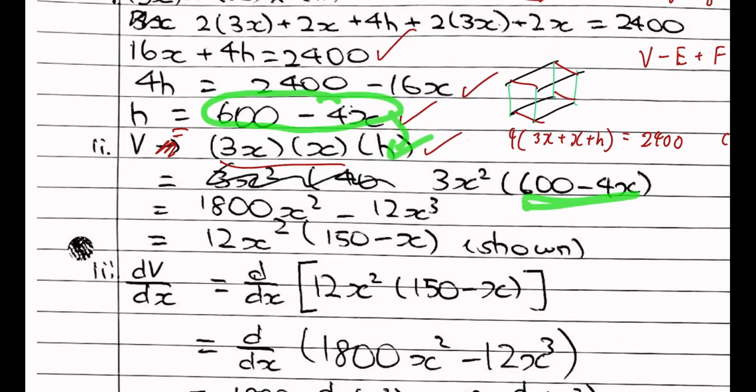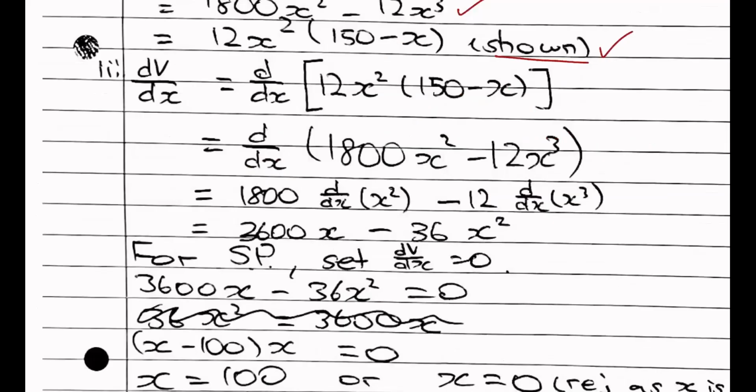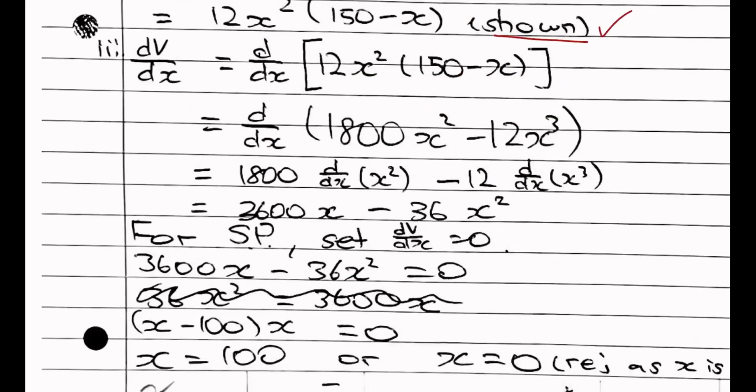So now you get 3x times x, 3x squared, on the left side, and then multiply by h, which is 600 minus 4x. Distribute, you get 1800x squared minus 12x cubed. Correct. Then you can factor out 12x squared, you get whatever they want: 12x squared bracket 150 minus x. Part 2 is fine. Shown. That's the proper way to present it. You need to answer back to the question. Show, shown. Prove, proven.